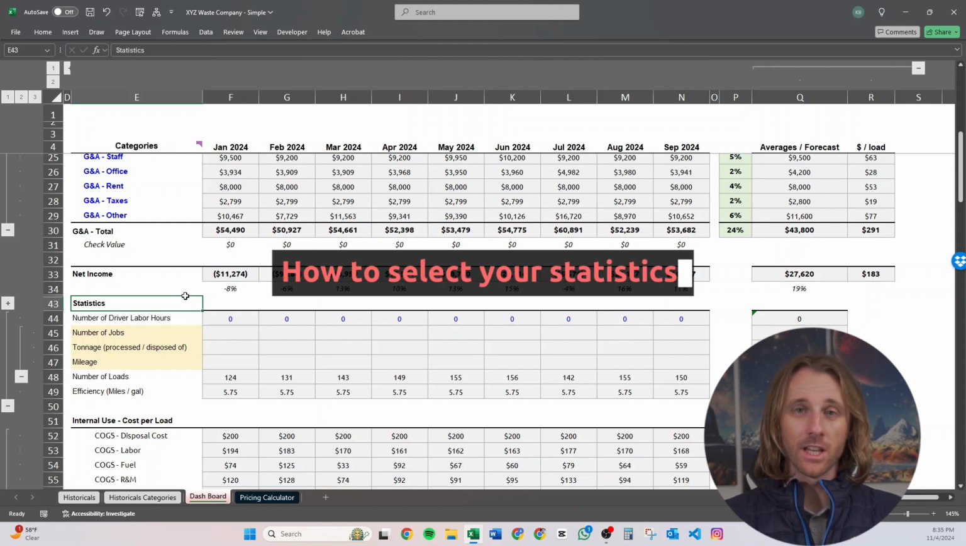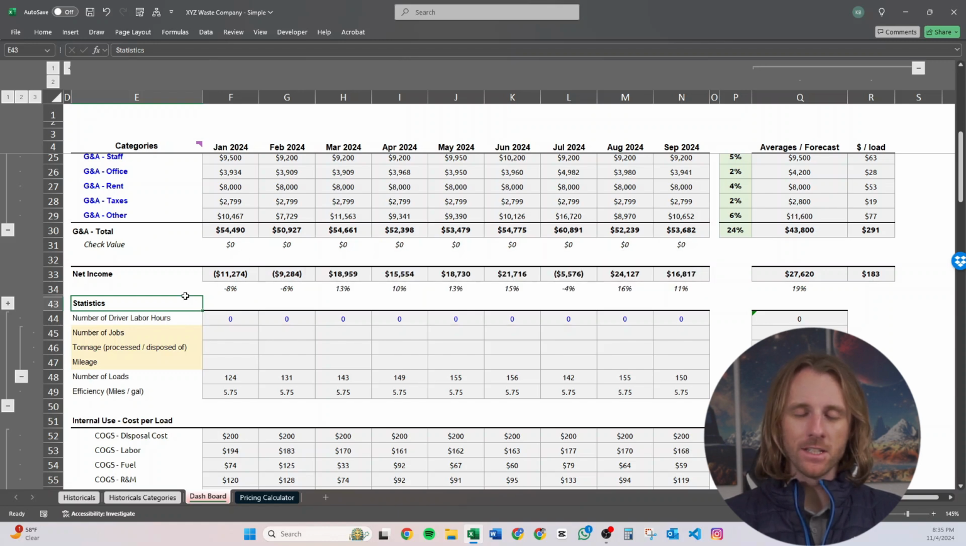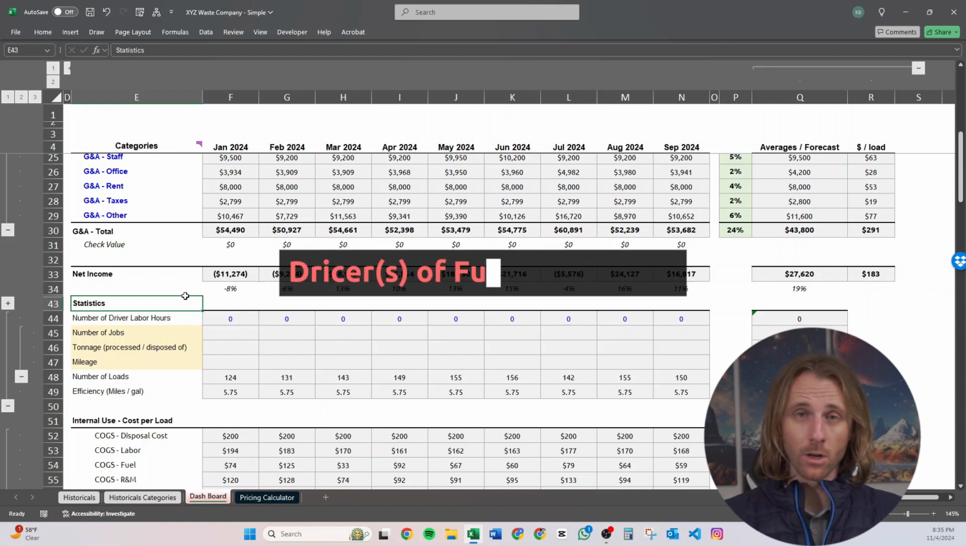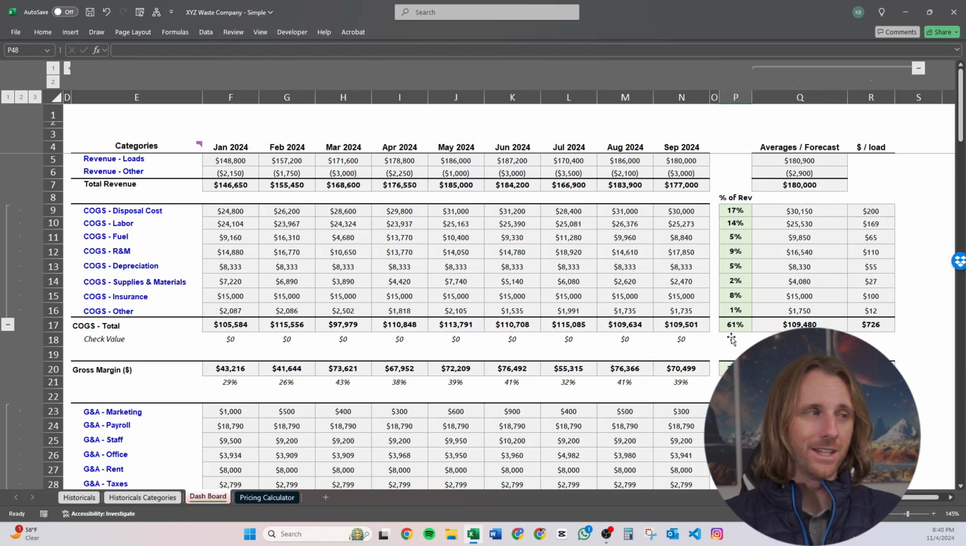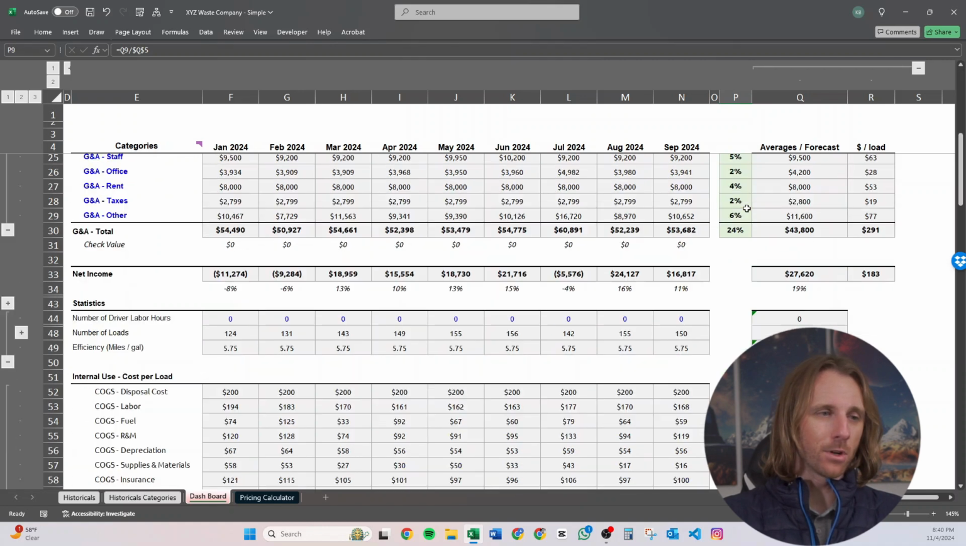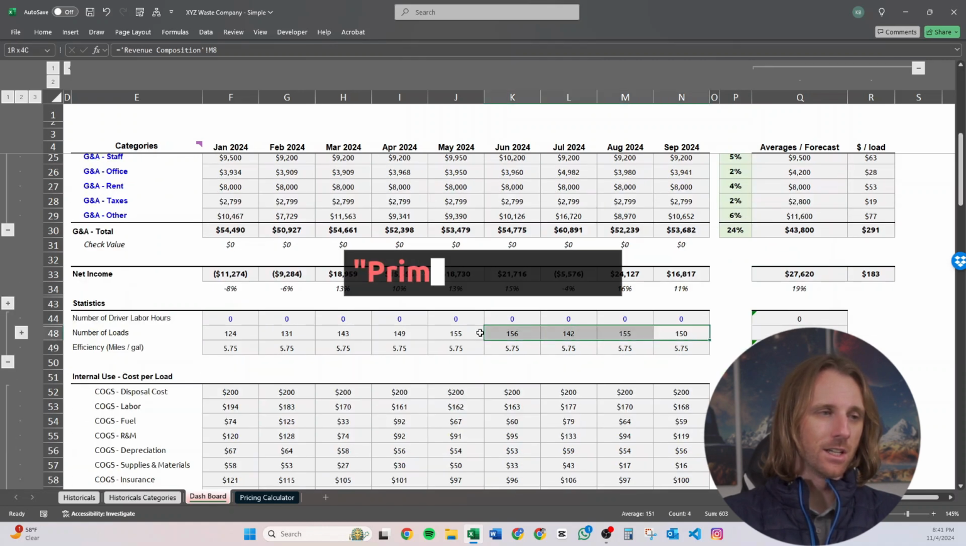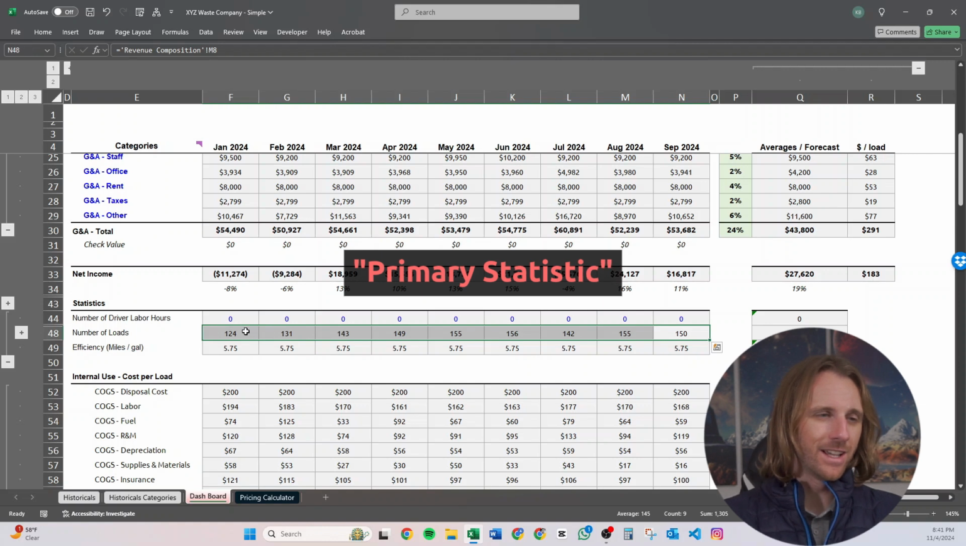When it comes to selecting the statistics that you want to capture for your business, in my opinion, there is no more important statistic for a business than the fundamental drivers of your cost of fulfillment. In this case, because disposal costs are the highest proportion cost of goods sold category, we're going to be focusing on the number of loads that the business is disposing of every single period as its primary statistic.